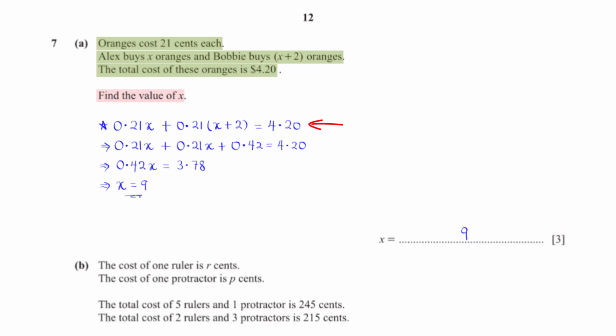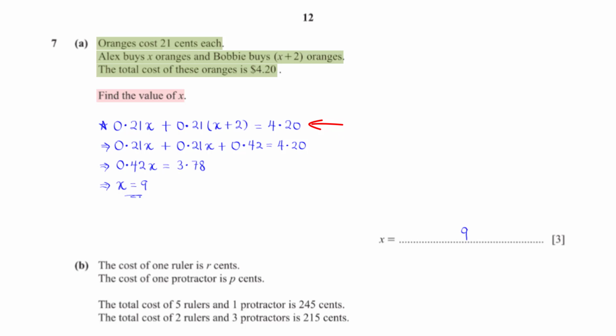The total cost of the oranges Alex buys is the unit cost of the orange, which is 21 cents or $0.21, times the total number of oranges he buys, which is X. The total cost of the oranges Bobby buys is the unit cost of the orange, which is $0.21, times the total number of oranges he buys, which is X plus 2. We are told that the total cost of the oranges the two boys buy is $4.20.